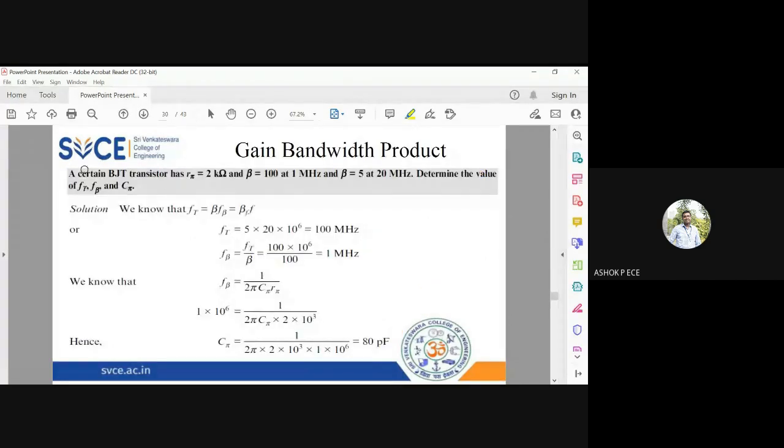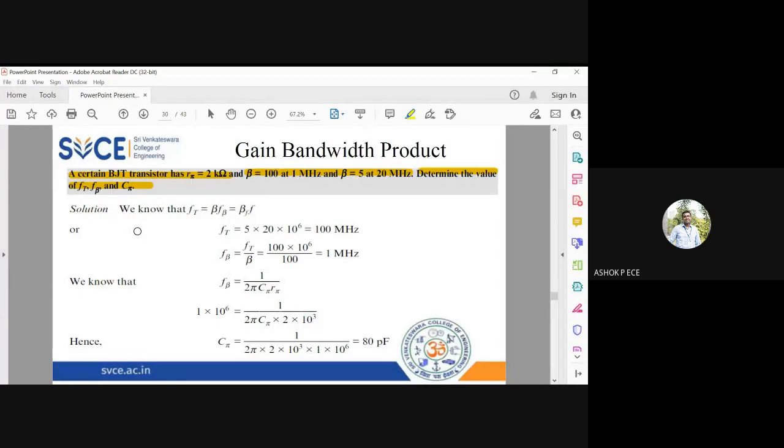So one more problem: a certain BJT has R equal to 2 kilo ohm, beta equal to 100 at 1 megahertz and beta equal to 5 at 20 megahertz. Determine the values of F beta, Ft, and C pi.